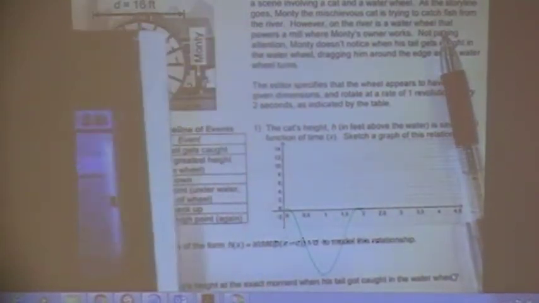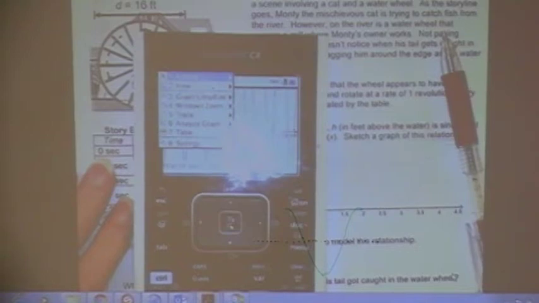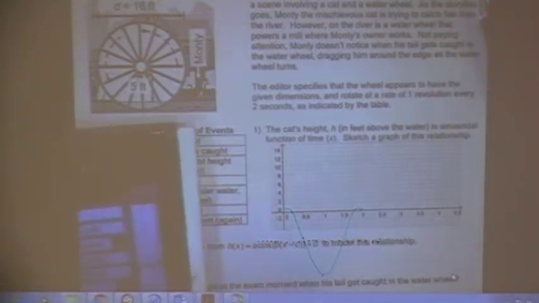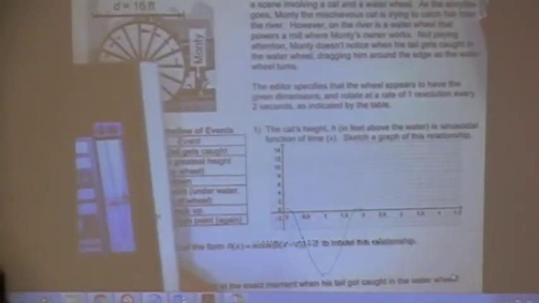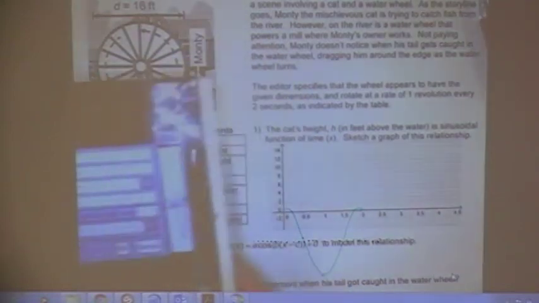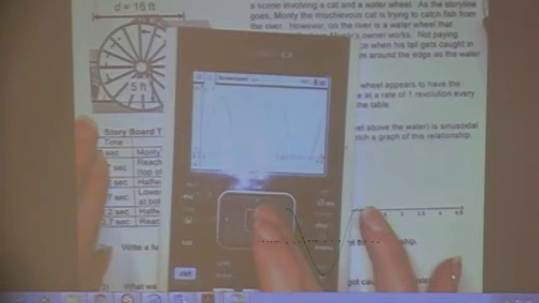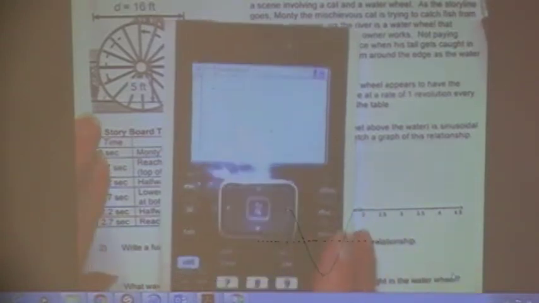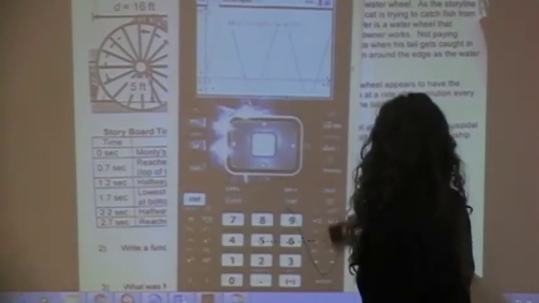Now it asks me, I'm going to set my window real fast, because the next question asks me to figure out with my graphing calculator when the equation equals 0. So I'm going to set my window like their window. So now I've got it set like their window, and it's asking me, when is the function equal to 0? Where on the graph would this thing be equal to 0?